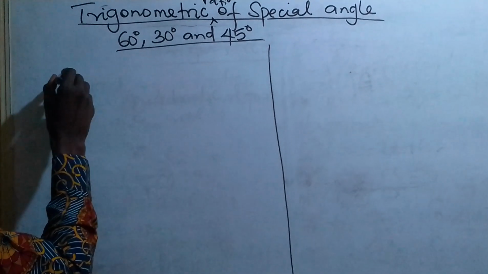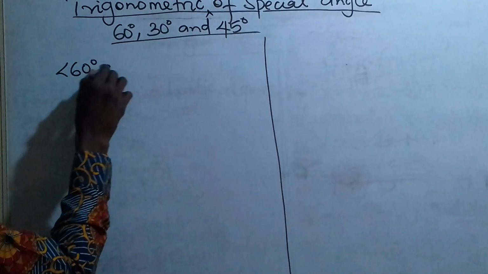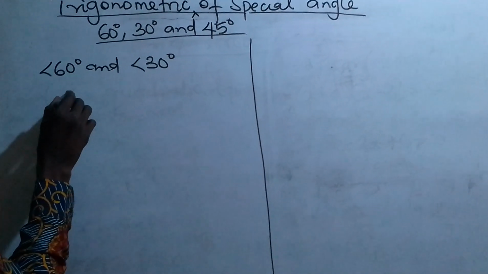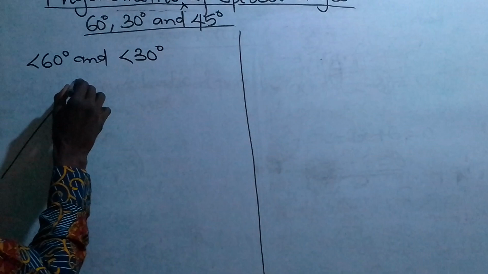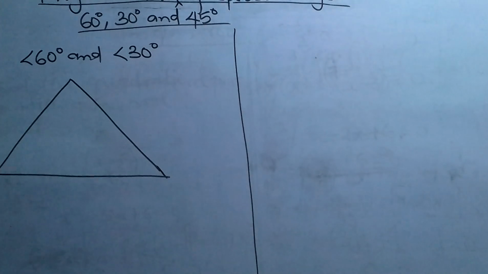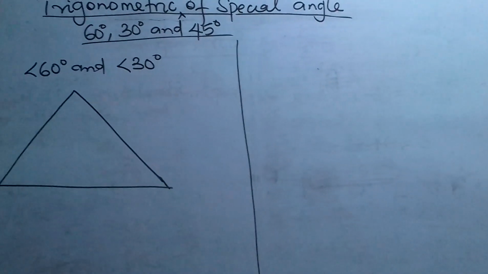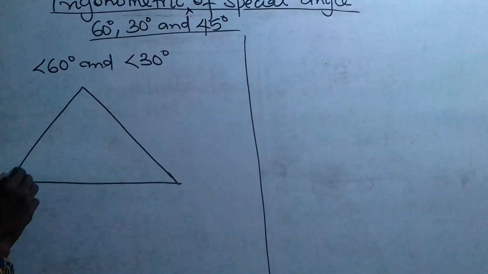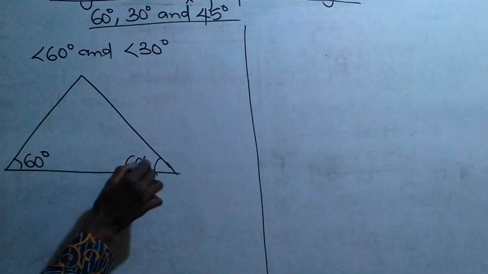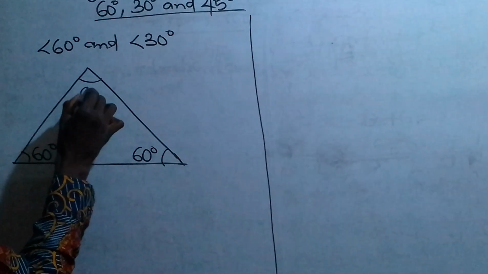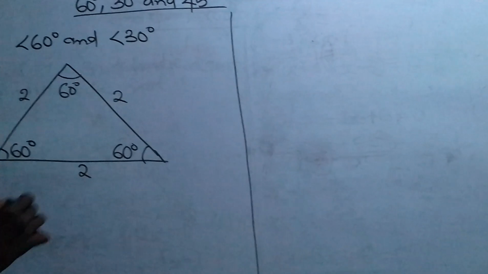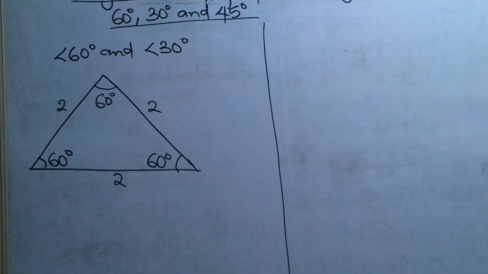So let's derive the ratios of angle 60 degrees and angle 30 degrees. In an equilateral triangle, what is an equilateral triangle? All the angles are the same and the sides are equal. So here is 60 degrees, here is another 60 degrees, here is 60 degrees. So the sides are 2, 2, and 2. That's what we call an equilateral triangle.